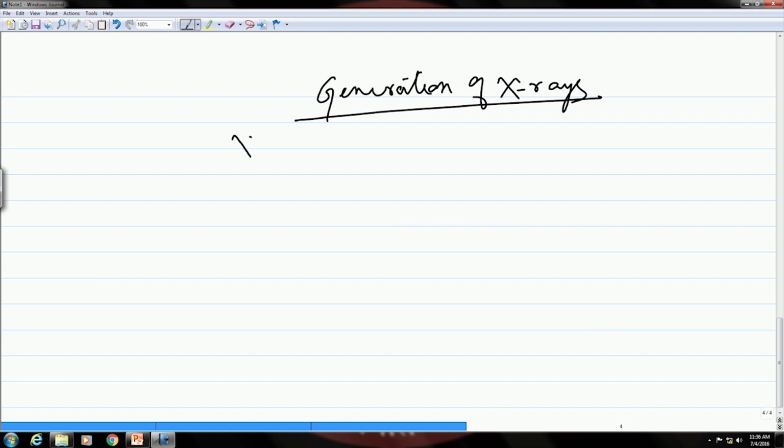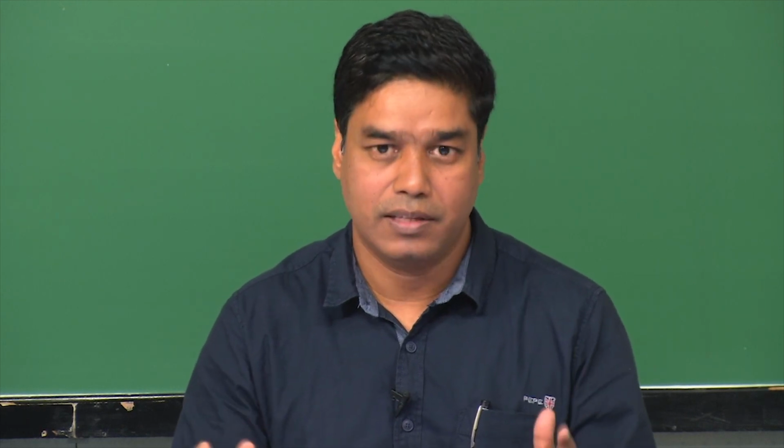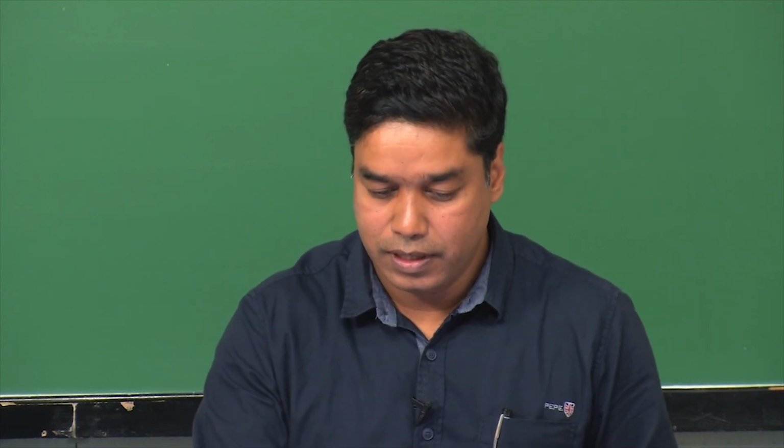The basic principle behind generation of X-rays is that X-rays are generated by acceleration and then deceleration of electrons. First you provide high velocity to electrons, and then when you decelerate them, the kinetic energy which was provided to the electrons will be converted to X-ray radiation. That is the basic principle behind this.